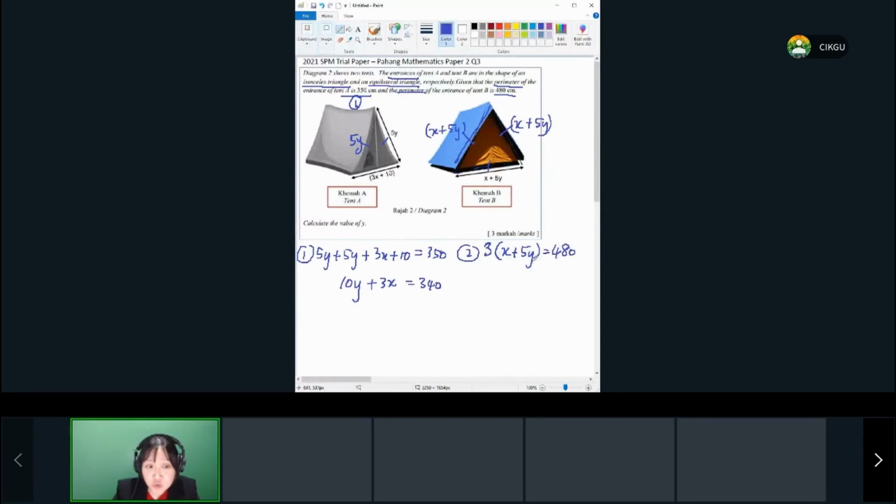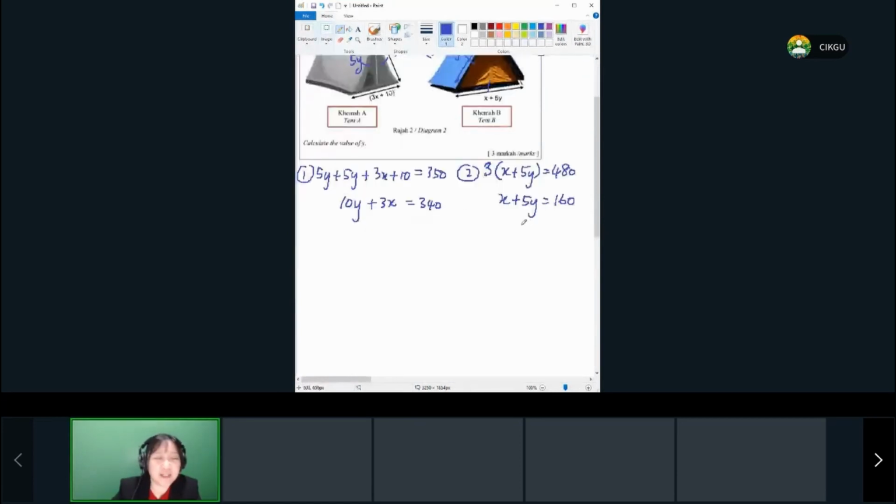You have two ways to do it. Faster: 3 multiply the bracket, right? So actually I can get rid of the 3 by dividing it onto the other side. 480 divided by 3 gives a nice number. It's 160. Done. Second equation.